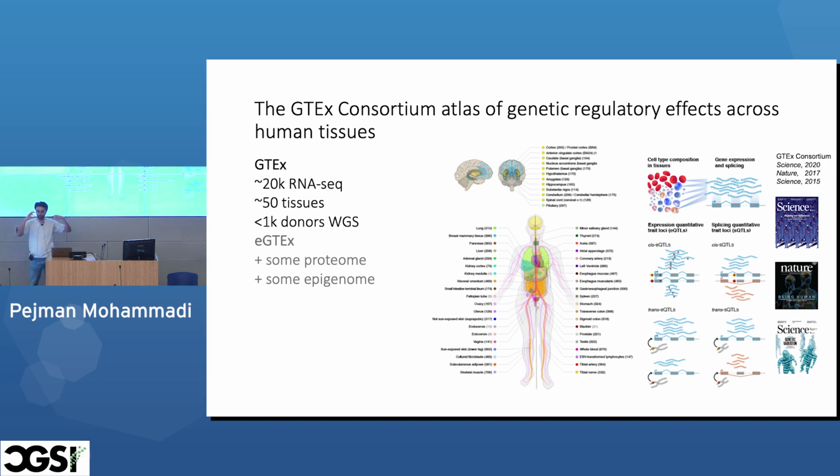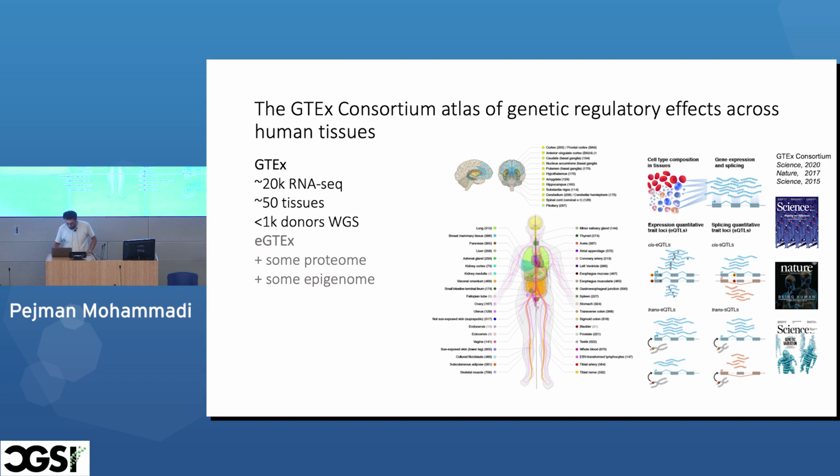In there, the consortium identified all sorts of cis-eQTLs and splicing QTLs that they could find, and a whole lot more that has been published in a series of papers. I'm not going to go through it, just going briefly over the data. On top of that, there was the extended GTEx that included some proteome data and some epigenomic data for a subset of these samples.